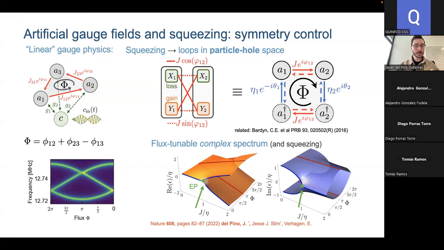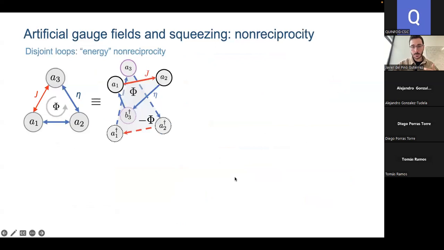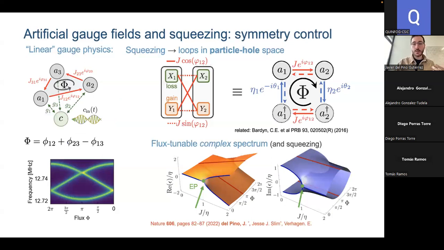That's why the phase, and in the same sense the flux, changes the gain and the loss, and also the frequencies. But still, this doesn't show non-reciprocity per se. We wouldn't see any directionality in the transport in this case. If we drive this resonator, we will get some funny transport, but it will be reciprocal.